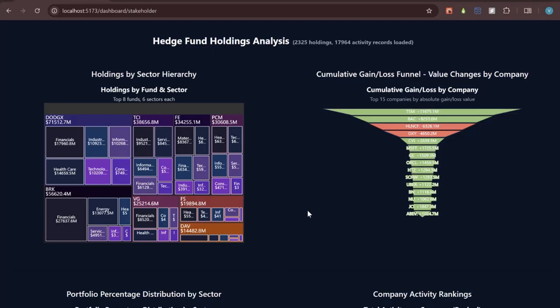The first, on the top left, we have the holdings by sector hierarchy. This interactive hierarchy breaks down each hedge fund's portfolio by sector, industry, and company. It reveals how capital is distributed structurally by offering a top-down view of sector bets and diversification strategies. On the right, we have the cumulative gain-loss funnel, the value changes by company. This funnel chart visualizes the cumulative unrealized gains or losses per company, ranking holdings by performance impact. It helps identify which positions are driving funds' returns and which are dragging them down.